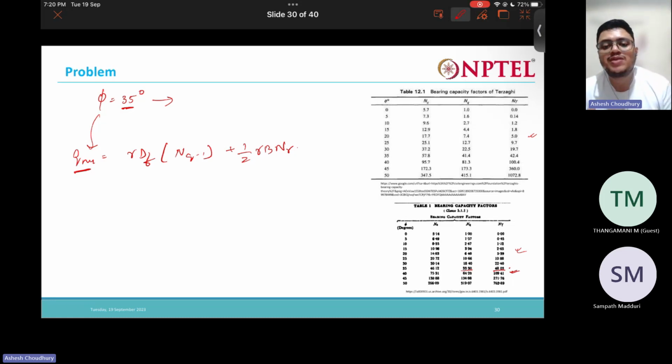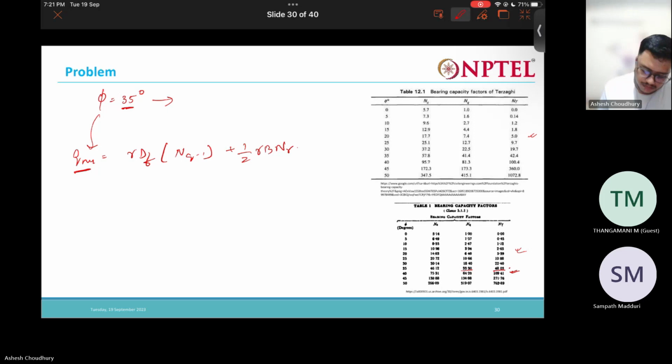Obviously, you will be provided with the NQ and N gamma values in the question itself. Nevertheless, I thought it was important to tell you that in the solution that was given, they took the wrong bearing capacity factors. So let us take the Terzaghi bearing capacity factors only. For the examination, directly use the NQ and N gamma values given in the question.